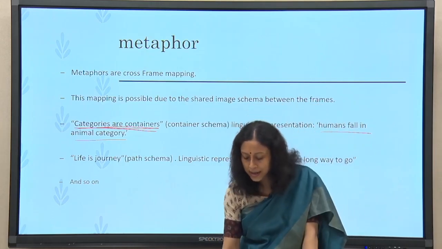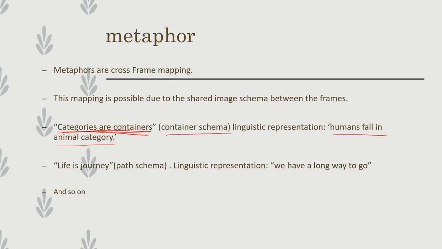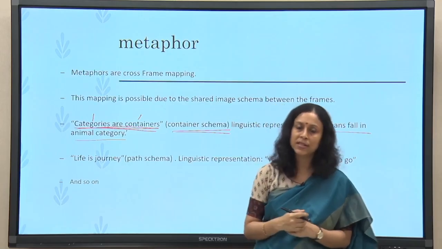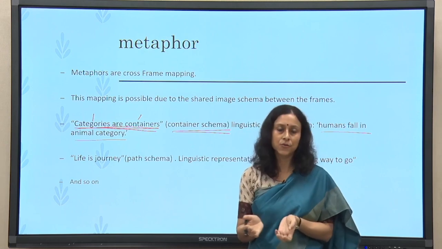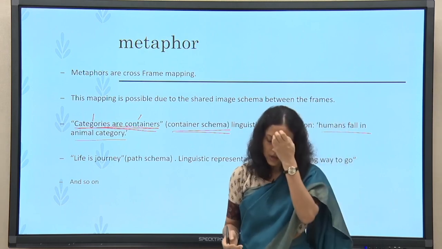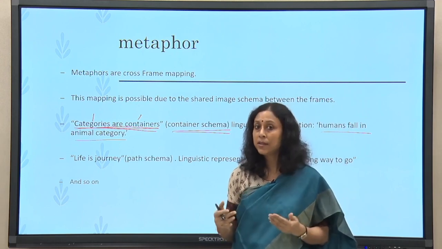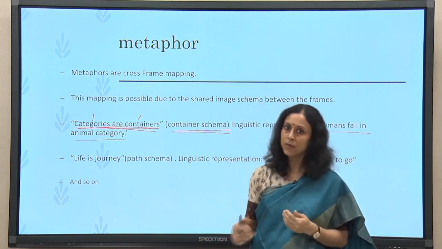What is happening here is that we are using the container image schema that we have already seen before. Container image schema is the schema that binds things together. So, on the one hand categories, and on the other hand containers. Categories can be a larger container that has animals in it, and animals are a category that has humans and other things in it. Similarly, animals are again part of a superimposed, larger container, so to say, of living things, and so on and so forth. So, categories are containers is the metaphor which uses the image schema of container.